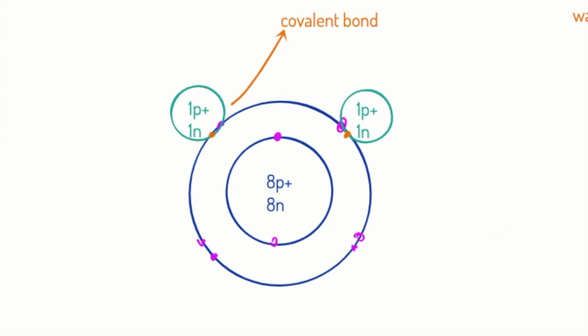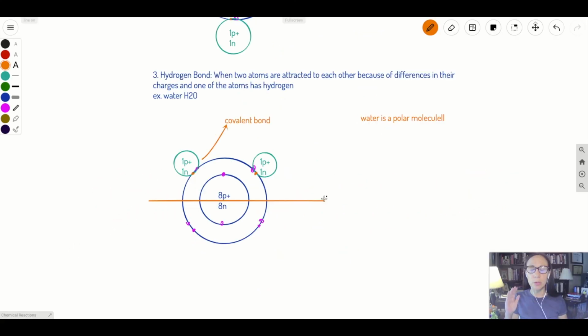Okay. So it's still doing the arrow. I don't want the arrow. I just want the line. Okay. If I split it this way, it is the same on both sides. But because I can split it in a way that makes the top different than the bottom, it is called polar. Okay. And so this is a polar molecule.